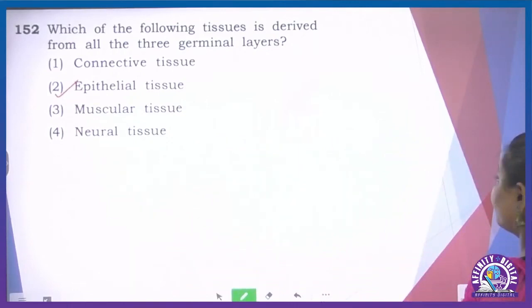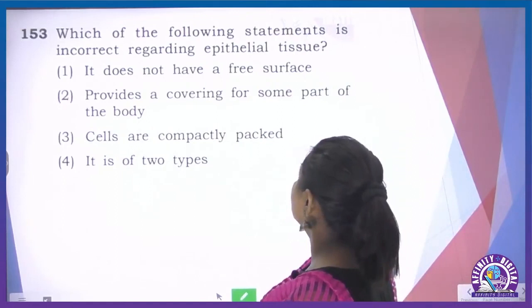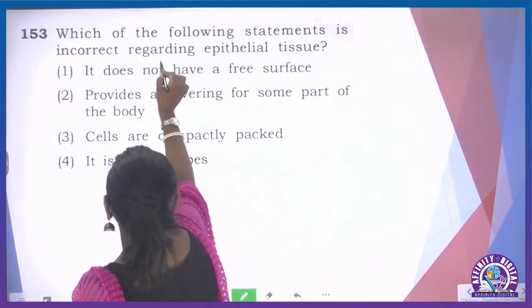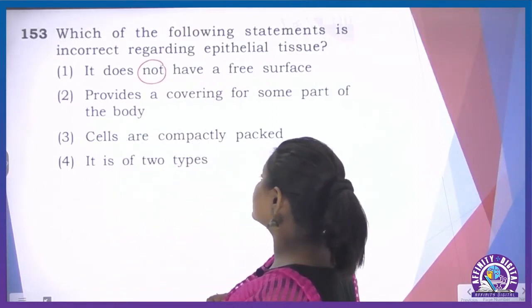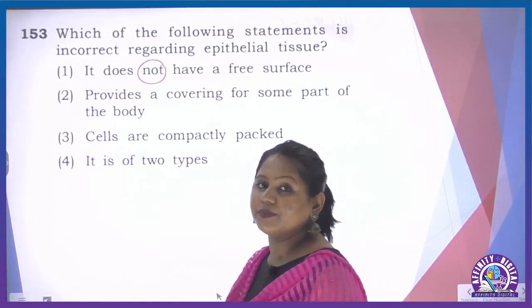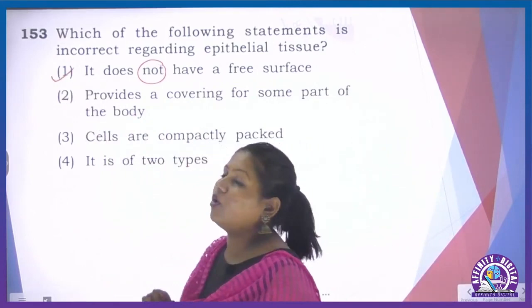Which of the following statement is incorrect regarding the epithelial tissue? It does not have the free surface. Pehla statement hi galat ho gaya. It does have the free surface. It provides the covering for some parts of the body. That is true. Cells are compactly packed here and it is of two types. That is simple epithelium and the compound epithelium. So statement one will go the incorrect option.